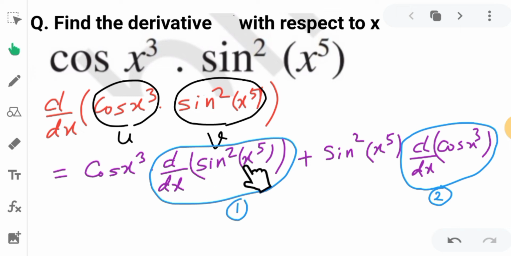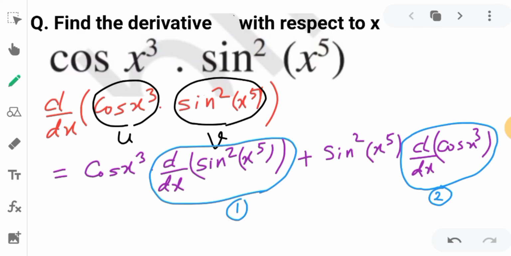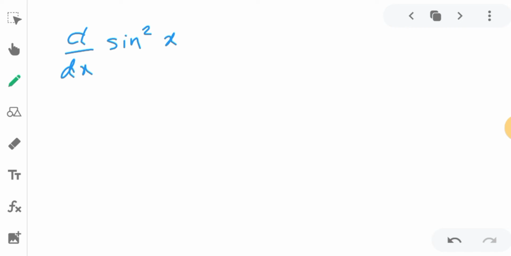So I will do it one by one. First I will find the derivative of sin square x to the power 5, and in this derivative we will use the chain rule. I will show you. I am going to the next page because there is no space here.